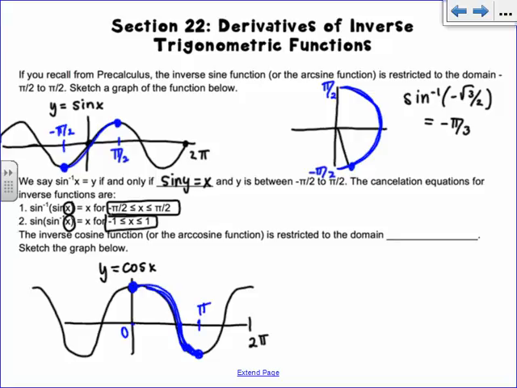So if you think about your unit circle, what part of your unit circle is that? Yeah, the very top, right? So 0 to pi. Okay, so inverse sine is restricted to the right side of the unit circle. Inverse cosine is restricted to the top. Okay, do you guys remember inverse tangent, what it's restricted to? It is the same as sine, right? So the inverse cosine function or arc cosine function is restricted to the domain 0 to pi.